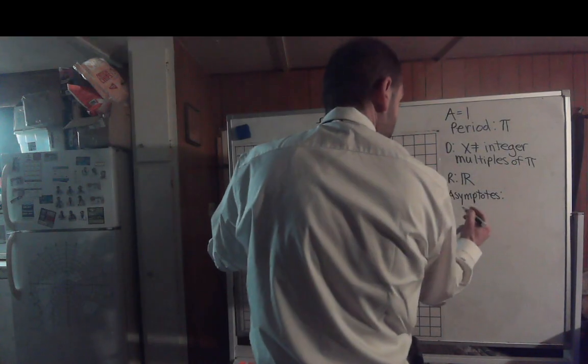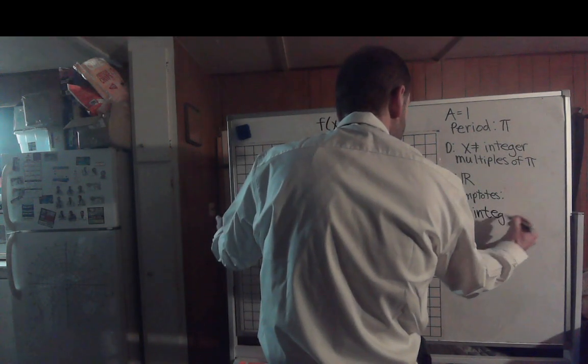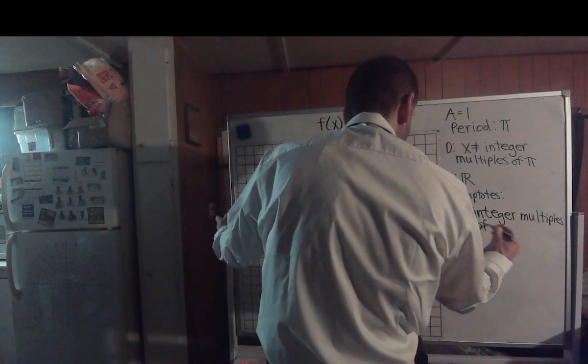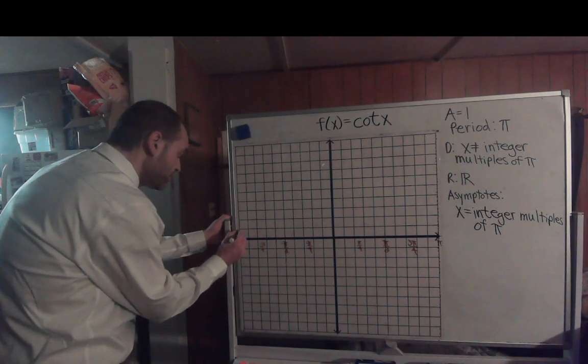Alright, which would produce vertical asymptotes where x equals integer multiples of pi. And your range is still going to be all real numbers. So let me draw these asymptotes real quick here. So you're going to have a vertical asymptote at x equals 0, x equals pi. Then you'll have another one at x equals negative pi.